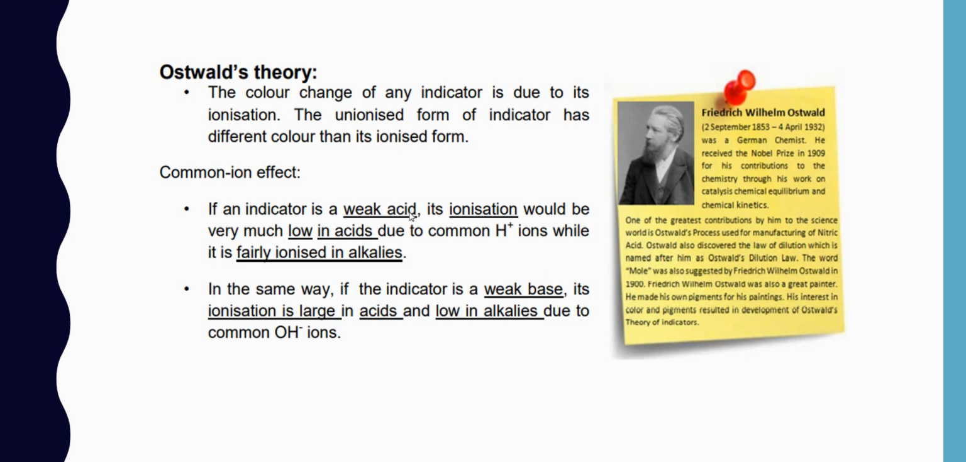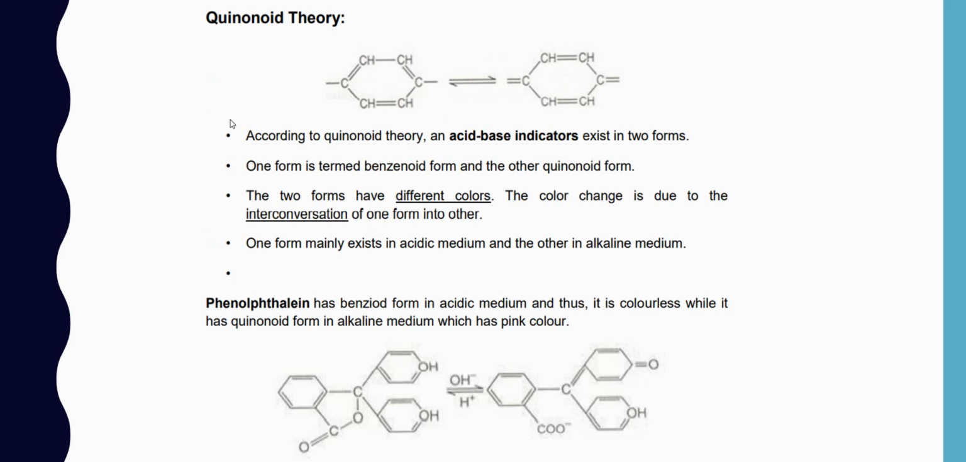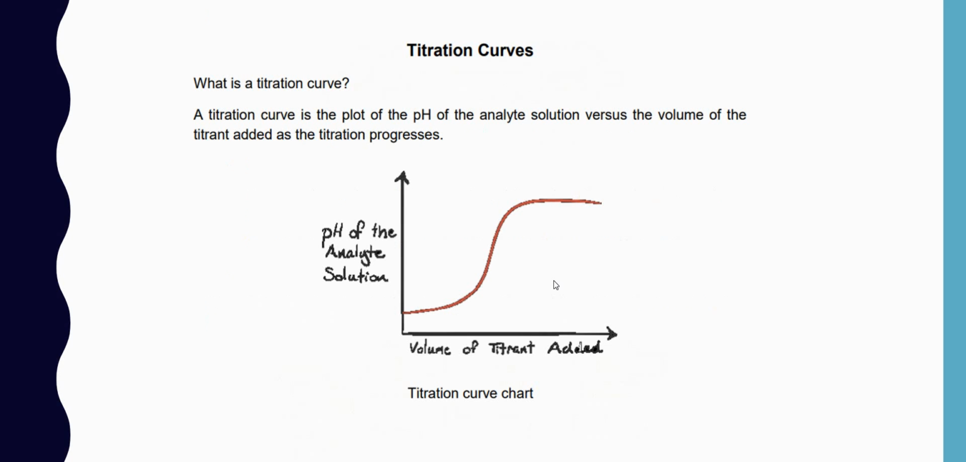Yeah, so we had studied Oswald's theory under theories of indicator, and another theory that we studied was the quinonoid theory. We had already discussed both of these theories.